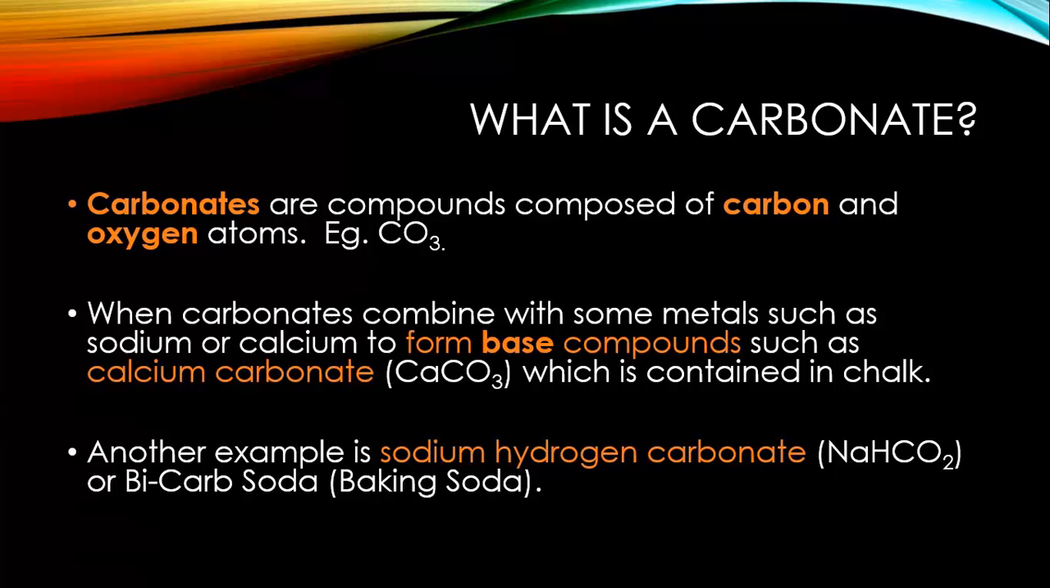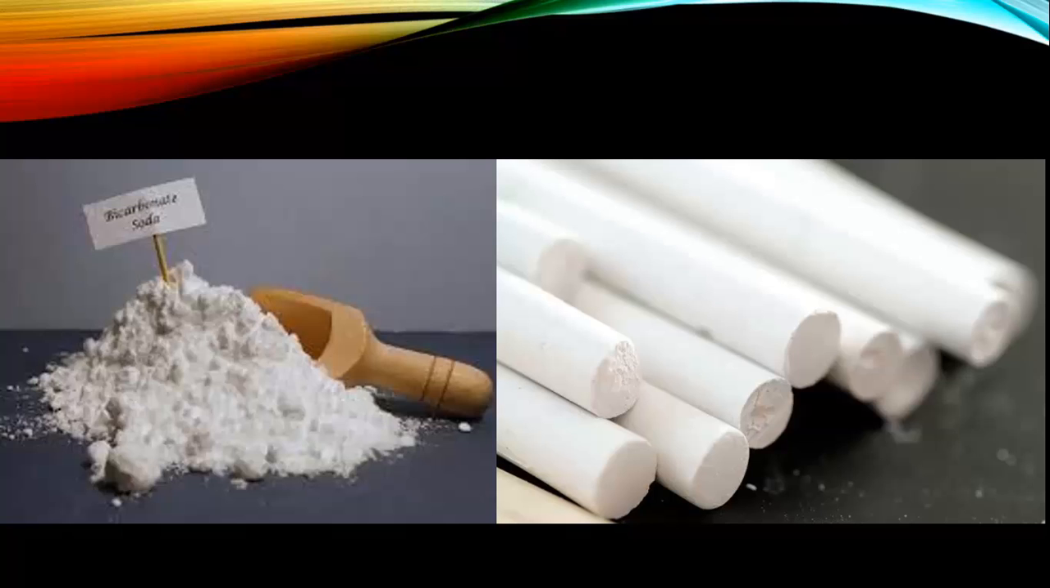So when carbonates combine with some metals such as sodium or calcium, they form a base compound such as calcium carbonate, which is contained in chalk. Another example is sodium hydrogen carbonate, NaHCO3, or bicarb soda. Another name for that is baking soda. Okay, so here's some images of those two things. On the left I've got bicarb soda, on the right I've got chalk.